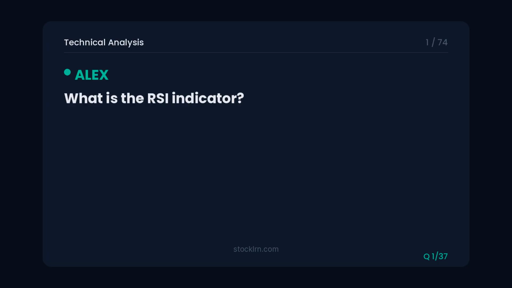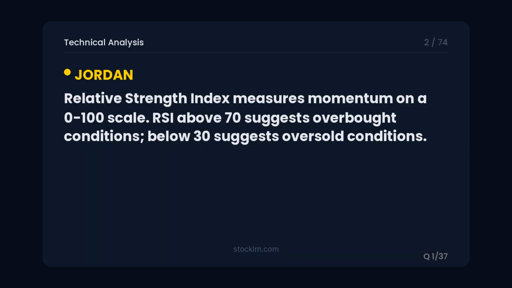What is the RSI indicator? Relative Strength Index measures momentum on a 0-100 scale. RSI above 70 suggests overbought conditions, below 30 suggests oversold conditions.